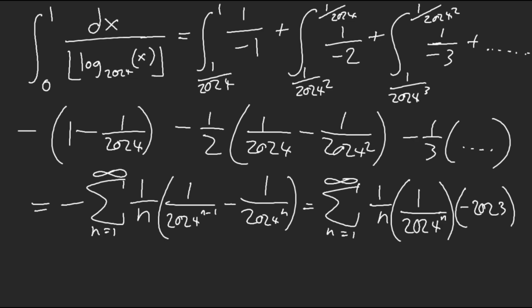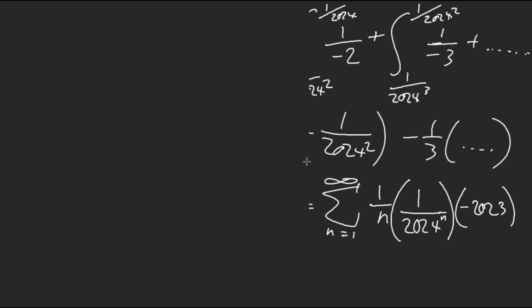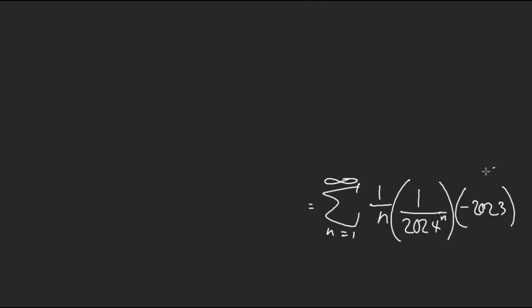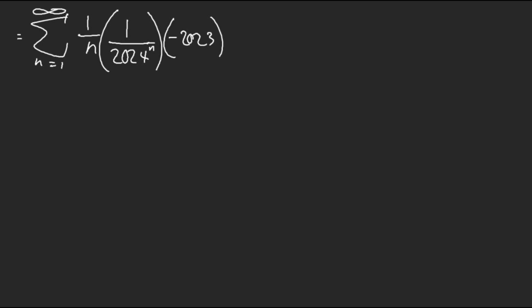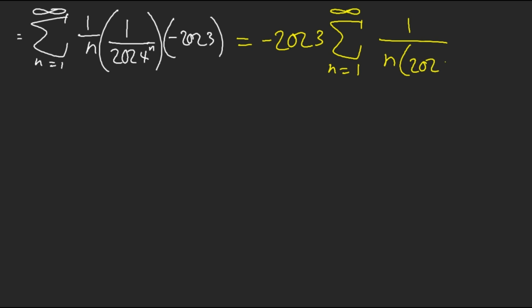Cool. I like how I didn't put that in yellow, but I'll put that in yellow in the next step. Okay. So, cool. So what we have, our sum is negative 2023 from n equals 1 of (1/2024)^n over n here. All right. Do you remember?